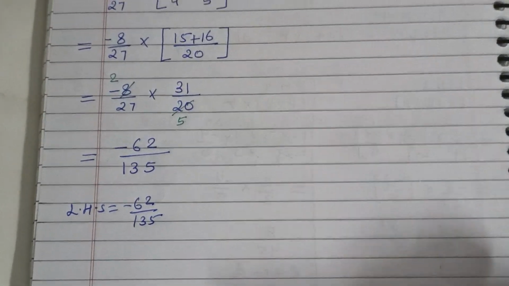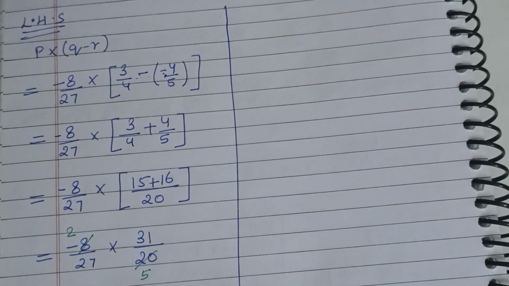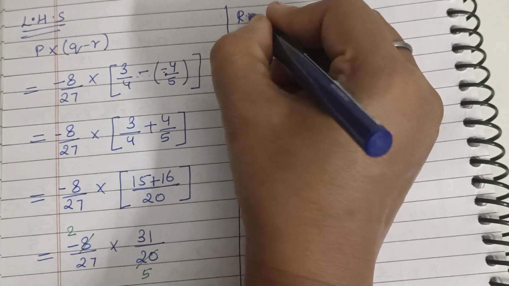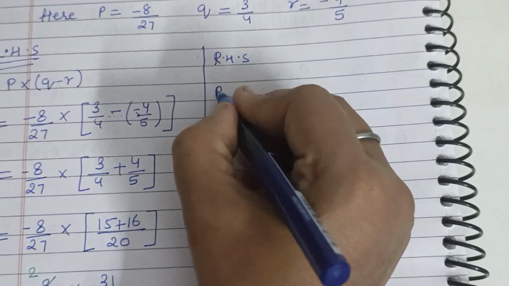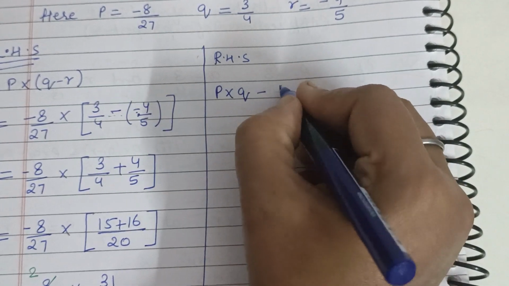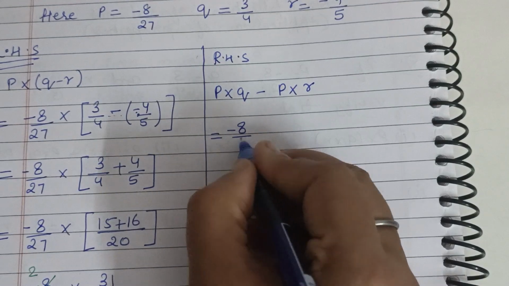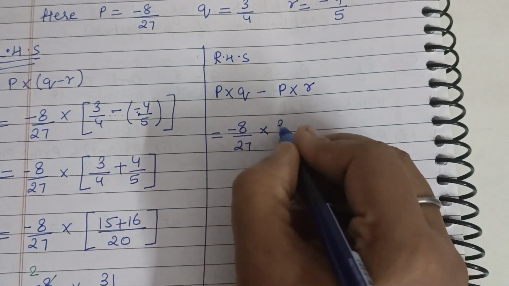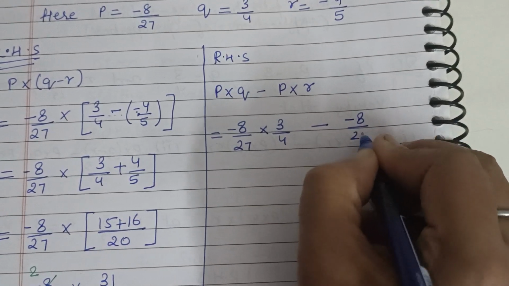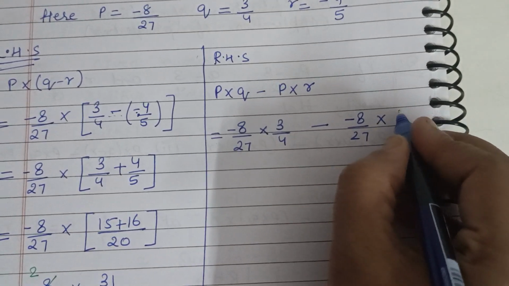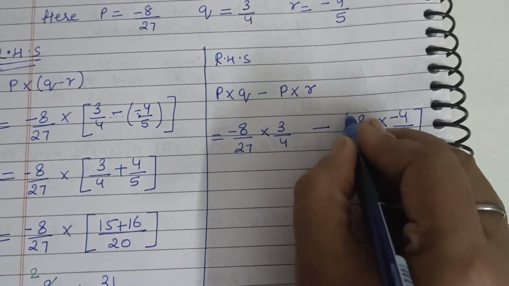Now come to the RHS. Between LHS and RHS, make the line. Always solve the left hand side and right hand side separately in case of verification questions. Now put the values. Minus 8 by 27 multiplied 3 by 4, minus 8 by 27 multiplied minus 4 by 5. Keep this inside the bracket.